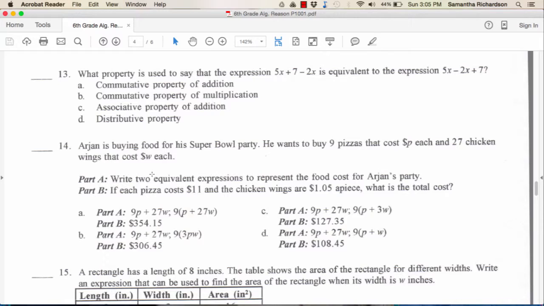Question 13. What property is used to say that the expression 5x plus 7 minus 2x is equivalent to the expression 5x minus 2x plus 7? A. Commutative property of addition. B. Commutative property of multiplication. C. Associative property of addition. D. Distributive property.